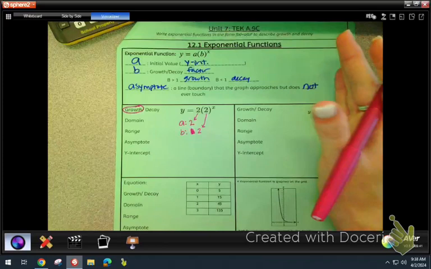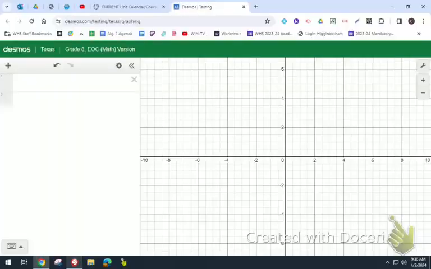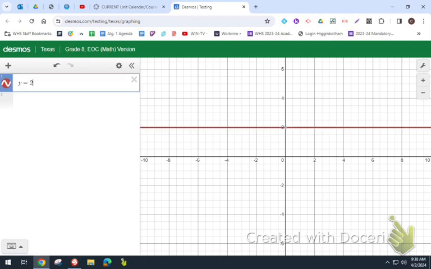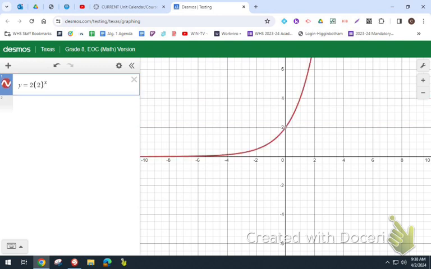Now, I can confirm this by putting this equation in Desmos. So let's go ahead and put this in Desmos. So we've got y equals 2, parentheses 2, to the x. I need to make sure you know how to type this. Do I have to put the parentheses x? Yes. And it has to be shift 6. You have to get x as the exponent or else it will not be an exponential curve. So now we've made a graph. Now we can see what's going on.